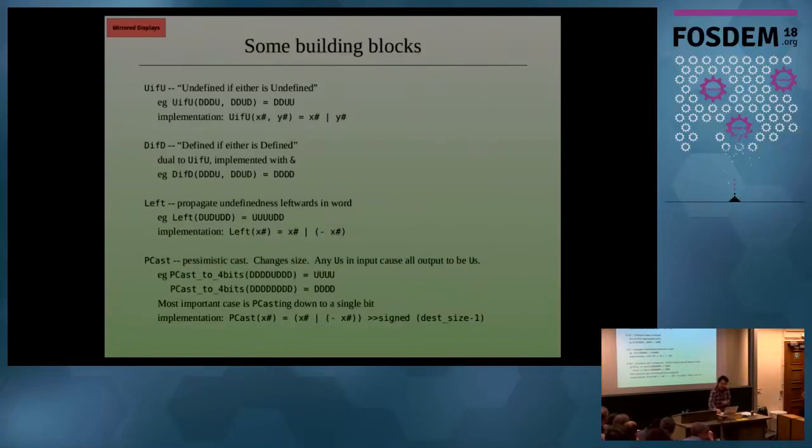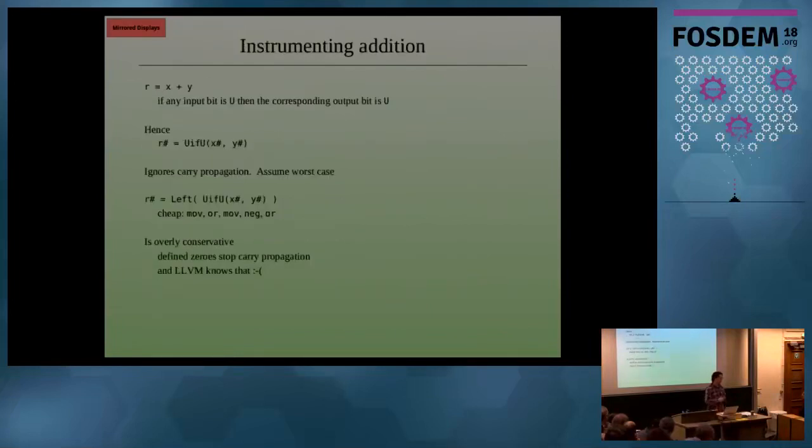So let's see some simple cases. Let's instrument addition. We're going to take some simple operation in the original program, r is x plus y, integer addition here. The simplest thing we could say is if we find a bit in either input operand which is undefined, then the resulting output bit is also going to be undefined. So we can use U if U on the definedness input to produce the output.